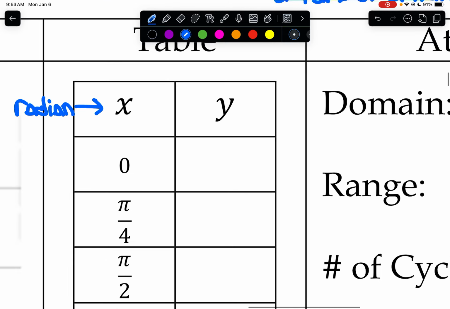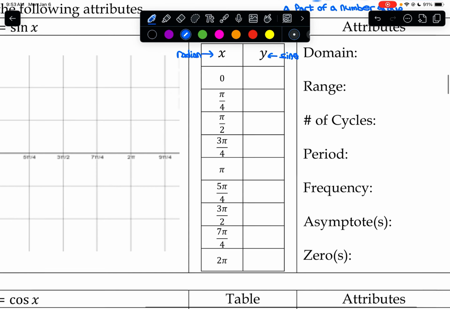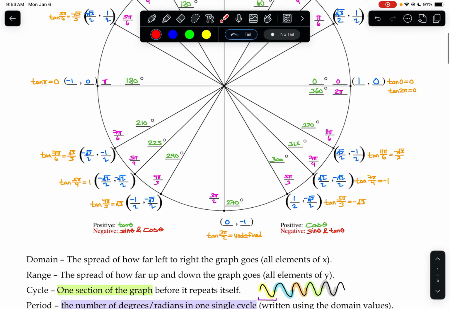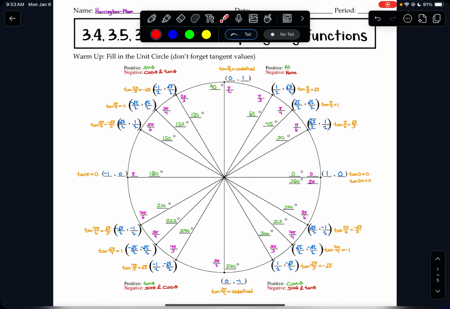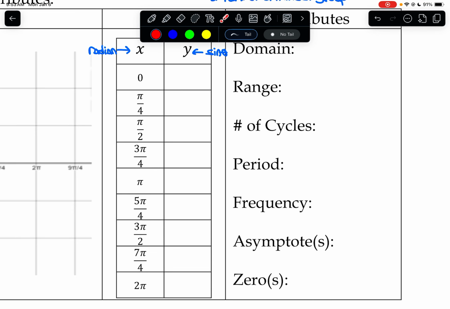And then your y value is going to represent sine of that radian. Okay, now we chose these specific radian values on purpose. We counted by pi over 4. So we went to 0, pi over 4, pi over 2, 3 pi over 4, pi. So just to give you an idea, we did 0, pi over 4, pi over 2, 3 pi over 4, pi, 5 pi over 4, 3 pi over 2, 7 pi over 4, and then all the way back to 2 pi. So we did all the way around, but we chose just every fourth.